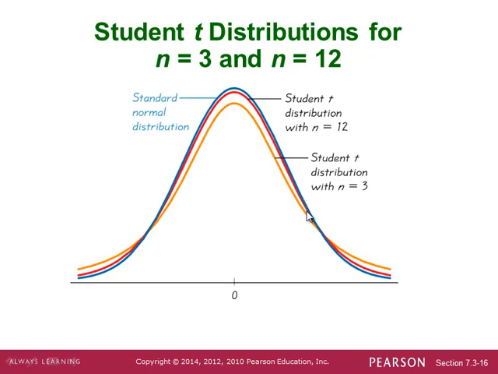And here are just some examples. In the blue curve, we have the standard normal distribution. If we have a really small sample size, n equals 3, we then have, say, this yellow curve. But with a larger sample size, we've got the red curve, and notice it's a lot closer to the blue curve, which is the standard normal. And as the sample size becomes larger and larger, the t-distribution will get closer and closer to the blue standard normal distribution.